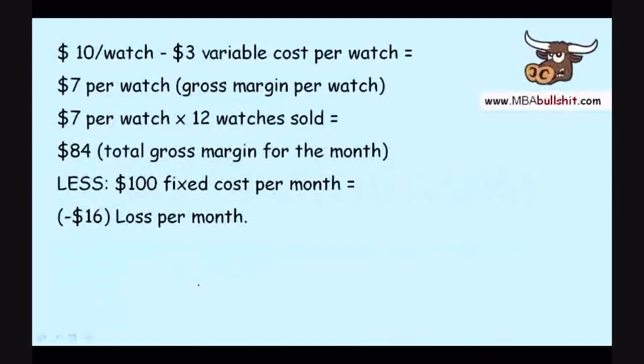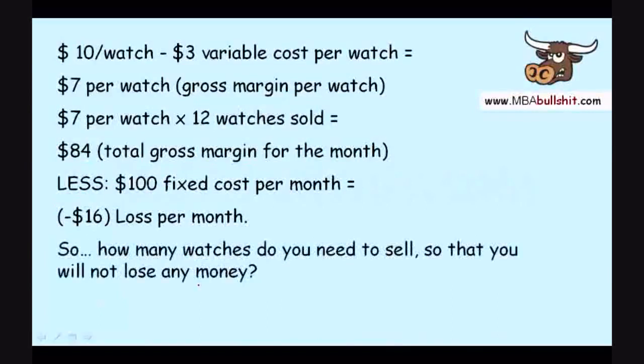So the important question is, how many watches do you need to sell so that you will not lose any money? So that you will at least break even. So break even means that you're selling enough so that you don't lose any money. At break even, you are not yet earning any money, but you are already not losing any money anymore. So how many watches do you need to sell?